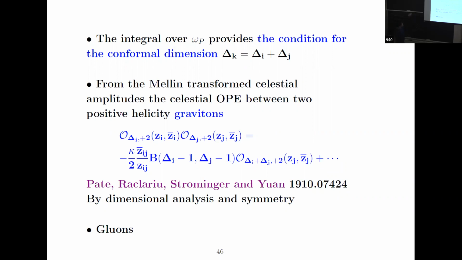And we can read off the conformal dimension, in this case delta equal delta j. And here, for the graviton case, we have plus 2 helicity, plus 2 helicity, and also plus 2 helicity. But the important thing is the structure constant on the right hand side. We have the Euler beta function, and we have delta I minus 1, delta j. What is kappa? Kappa is proportional to the square root of the gravitational constant, Newton's gravitation.